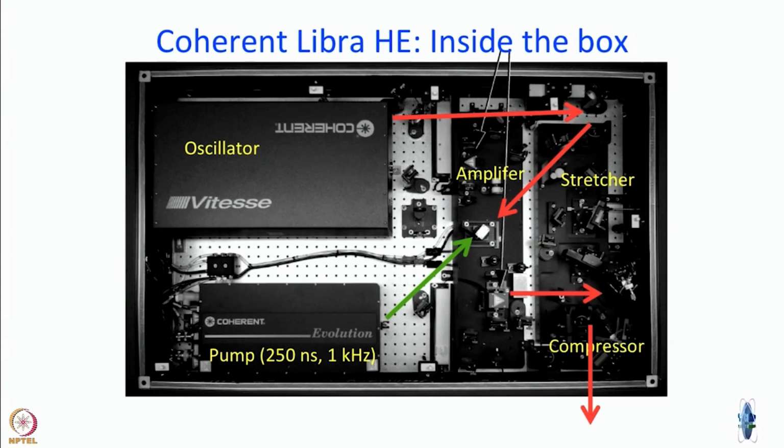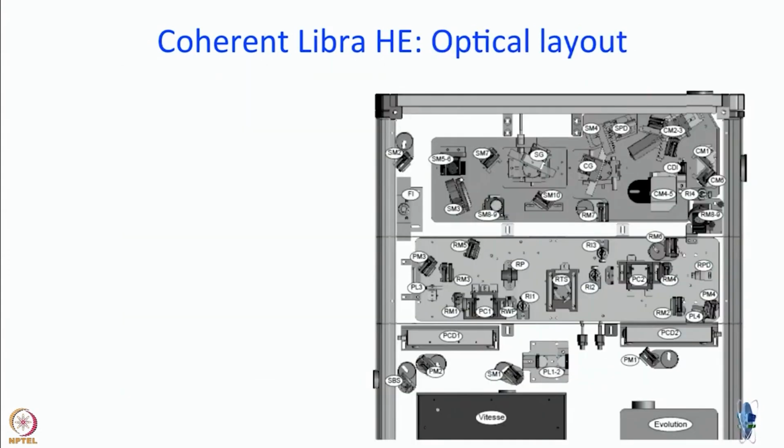Now, this is a schematic, but what we will try to do in the next 10-15 minutes or so is to get at least a rough idea about the light paths inside this system. The figures that I have used here are all taken from the user manual of Libra HE. So, this is another way of looking at it. What you saw earlier was really a photograph, this is a schematic.